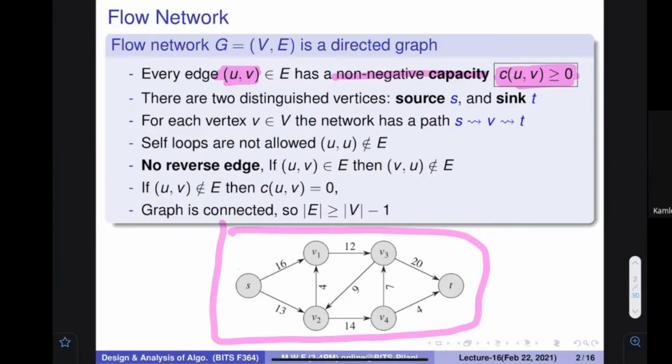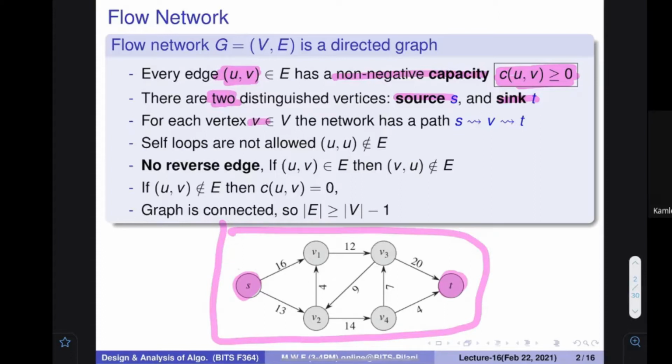As I told you, there are two distinguished vertices that we call source and sink. They are special, and I'm going to consider them especially, because you want to produce the items at S and you want to let them go till T. That's why they are special, nothing more than this.